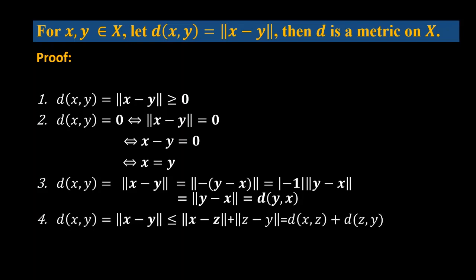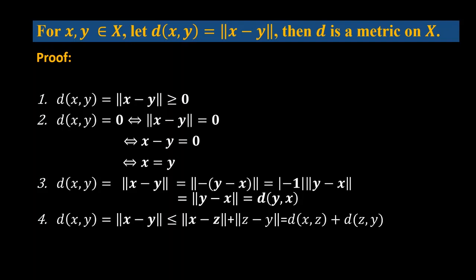And the last property: d(x,y) can be written as norm of x minus y. By using the triangle inequality, we can introduce another element z in X. So we can write norm of x minus y is less than or equal to norm of x minus z plus norm of z minus y, that means d(x,z) plus d(z,y). So d(x,y) is less than or equal to d(x,z) plus d(z,y) for all x, y, z belonging to X. So the properties of a metric are satisfied as soon as we introduce the metric in terms of norm, and this gives a metric. Here X together with this metric d is a metric space.